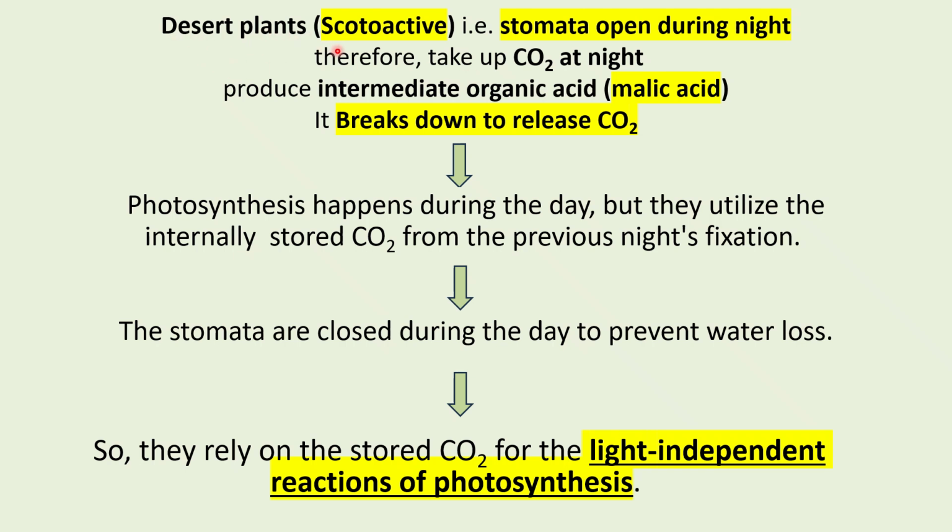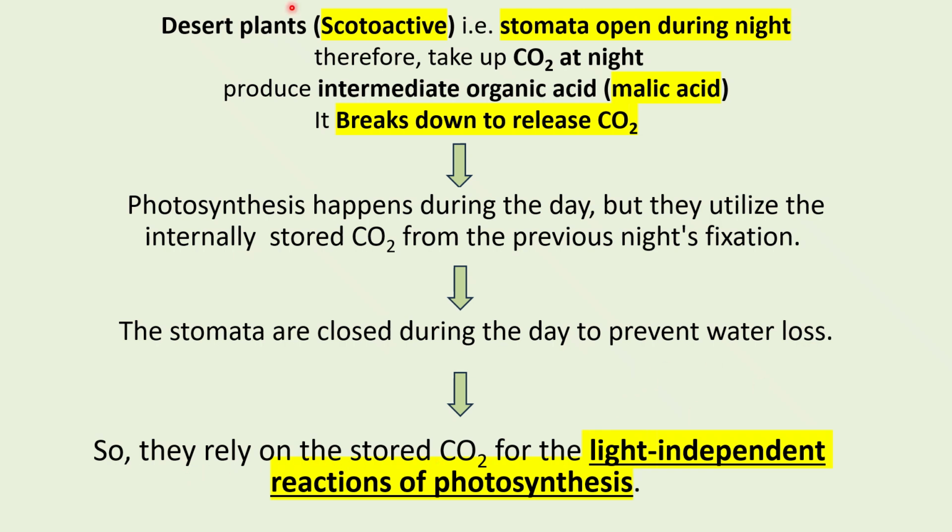So in desert plants, known as scotoactive, stomata open during night. Therefore, they take up carbon dioxide at night and produce an intermediate organic acid which is called malic acid. And this malic acid breaks down to release CO2, which is utilized. So photosynthesis will take place during the day, but they utilize the internally stored carbon dioxide from the previous night's fixation, as stomata are closed during the day to prevent water loss.